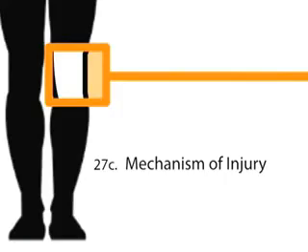Mechanism of injury is key to evaluating knee injuries. You must understand the history, but specifically the mechanism. A valgus force of the knee with the foot planted most commonly will cause a medial collateral ligament injury. Secondarily, it may also associate with an ACL injury.